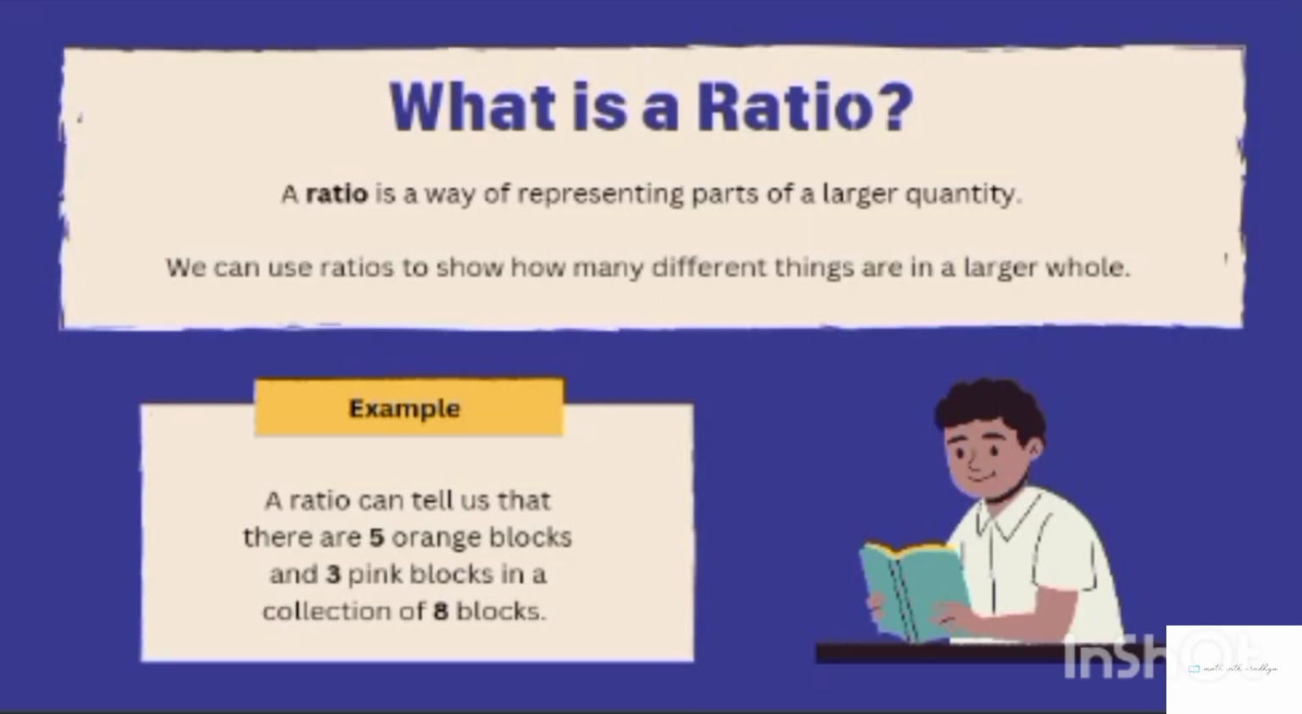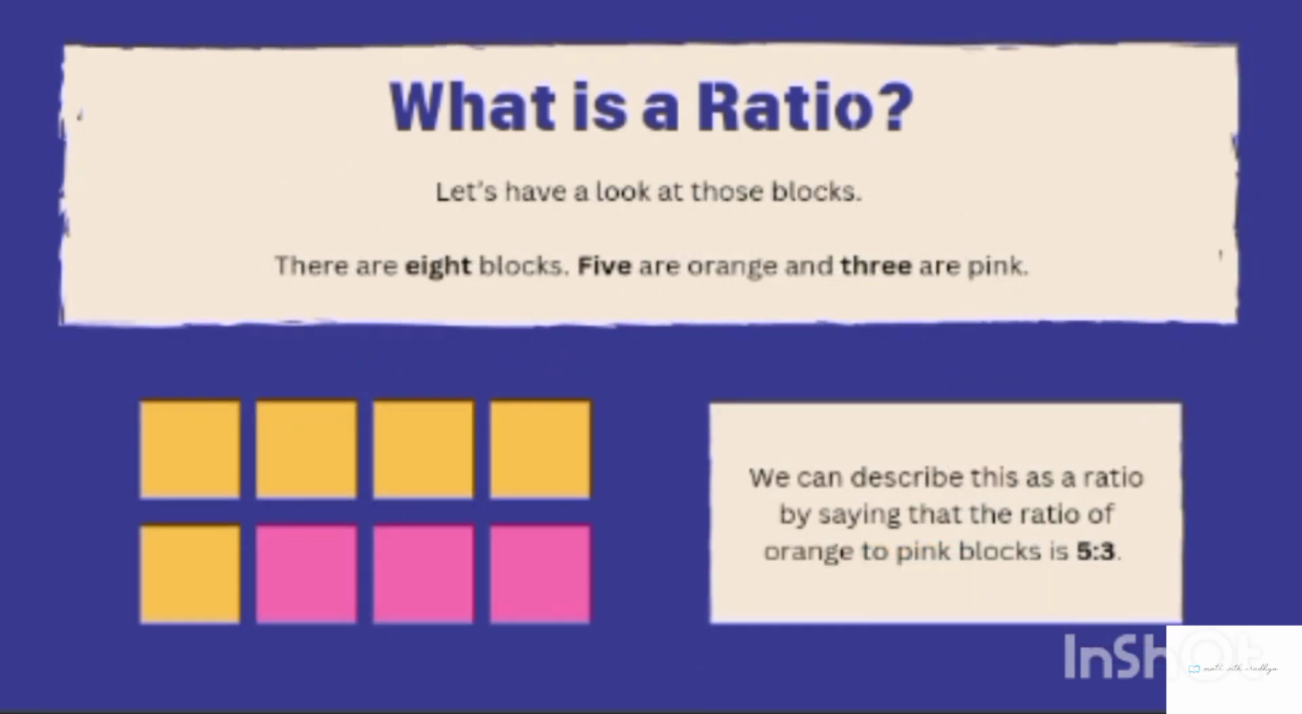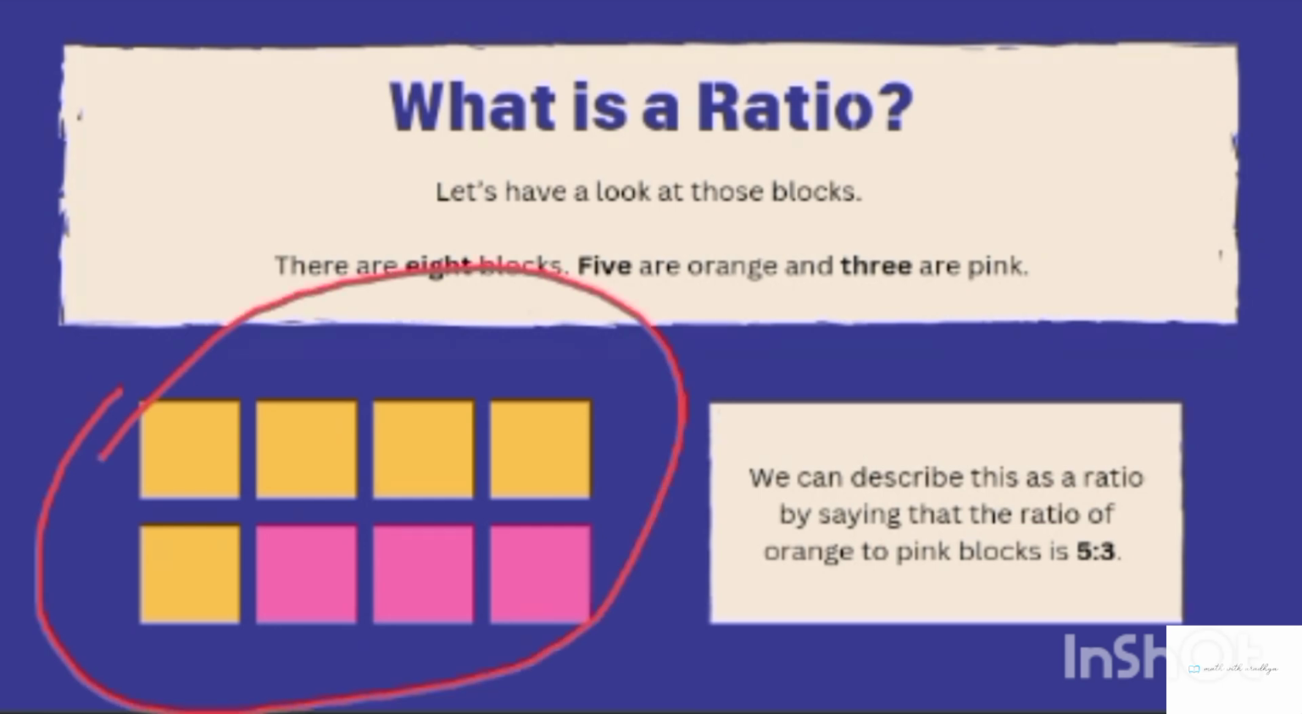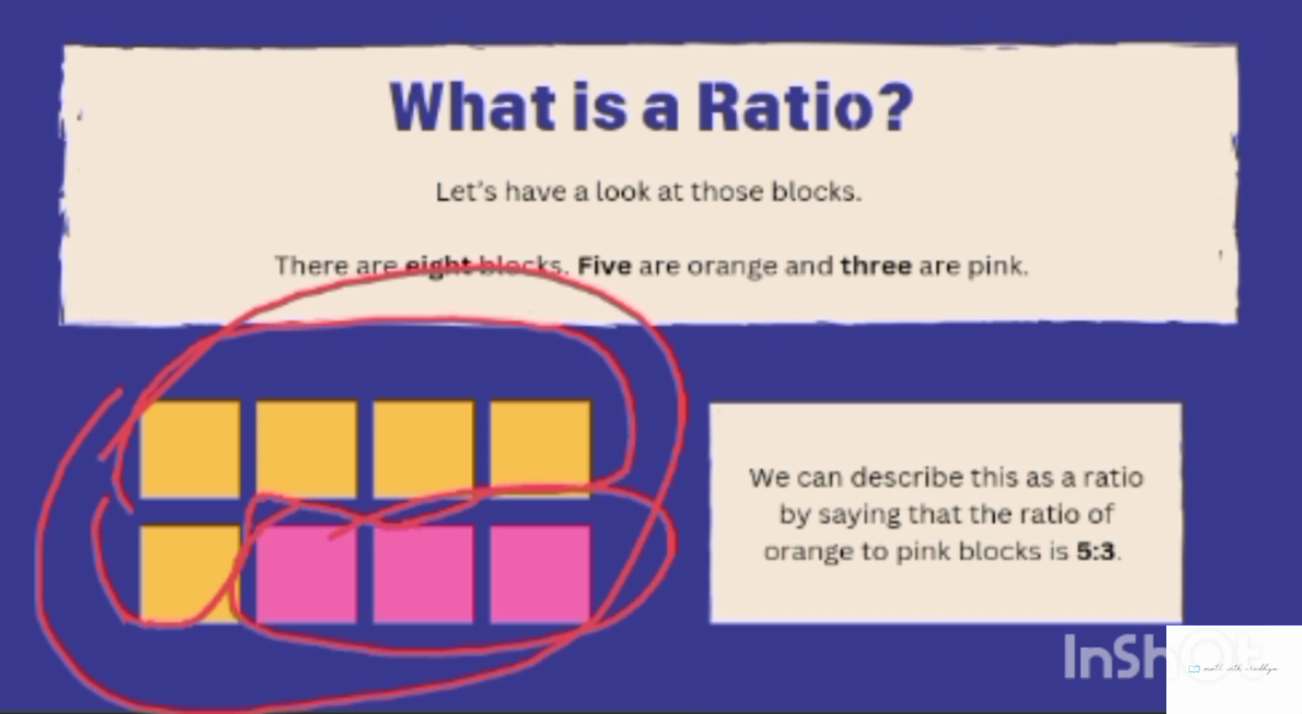For example, a ratio can tell us that there are 5 orange blocks and 3 pink blocks in a collection of 8. Basically, a ratio compares two quantities. Let's have a look at those blocks. As you can see, there are a total of 8 blocks, and from them we have 5 orange blocks and 3 pink blocks. We can describe this as a ratio by saying that the ratio of orange to pink is 5:3.